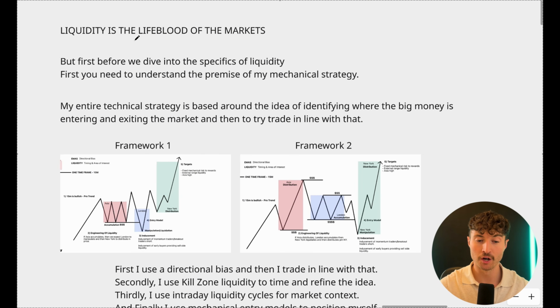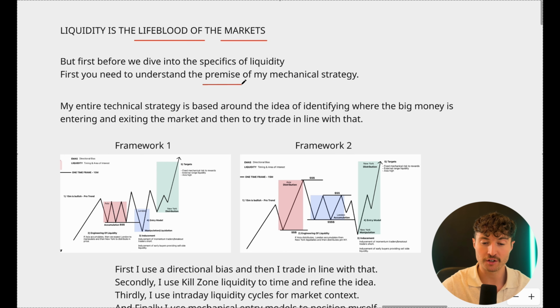Liquidity is the lifeblood of the markets. But first, before we dive into the specifics of liquidity, you first need to understand the premise of my mechanical strategy. My entire technical strategy is based around the idea of identifying where big money is entering and exiting the market, and then to trade in line with that.